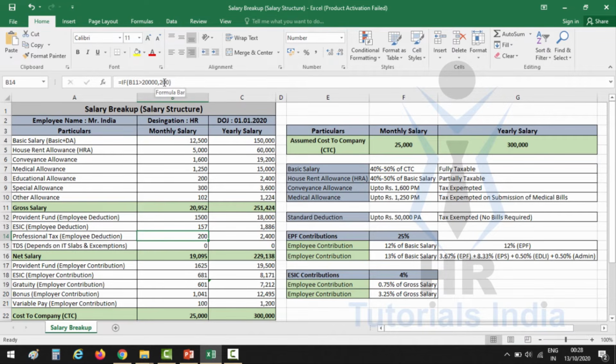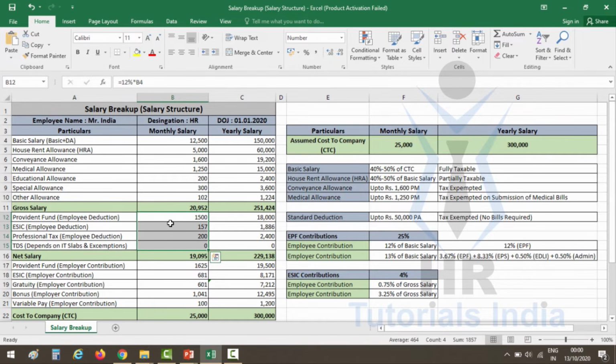So I have given here a formula. If gross salary is greater than 20,000, then professional tax will be 200. Then comes TDS, which is tax deduction at source. Depending upon the salary and the income tax slabs, the tax will be calculated, which I will be explaining in detail in the upcoming videos. So as of now, as the salary is below 5 lakhs, I have taken it as 0.